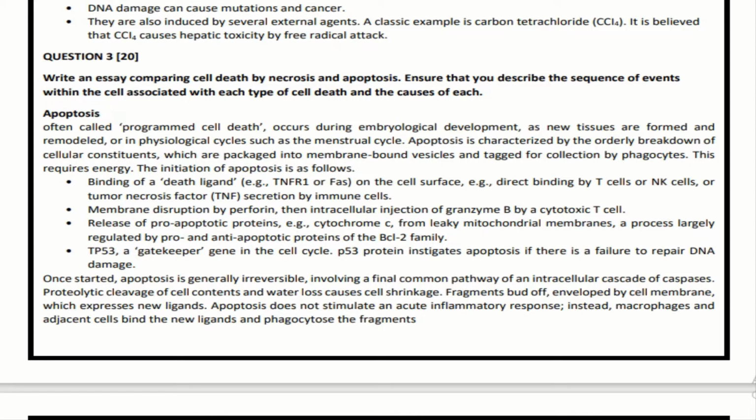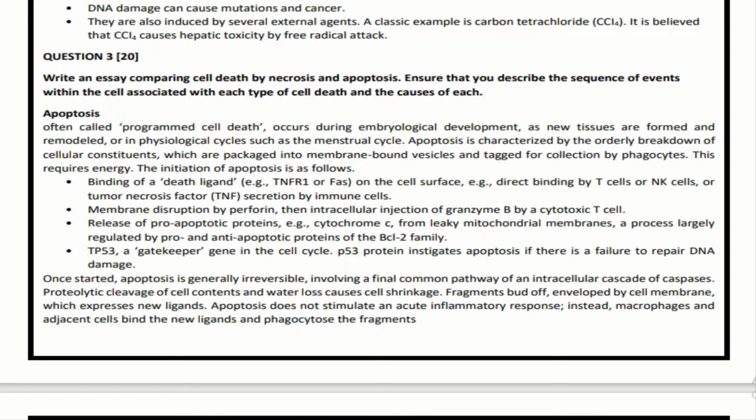Let's begin. Apoptosis, often called programmed cell death, occurs during embryological development as new tissues are formed and remodeled, or in physiological cycles such as the menstrual cycle. Apoptosis is characterized by orderly breakdown of cellular constituents, which are packaged into membrane-bound vesicles and tagged for collection by phagocytes. This requires energy. The initiation of apoptosis is as follows.